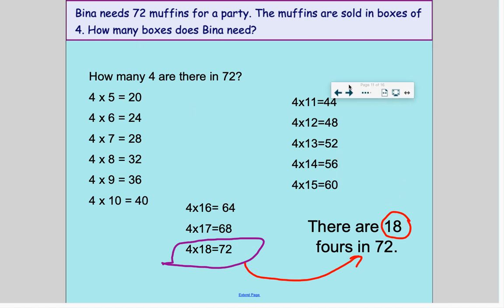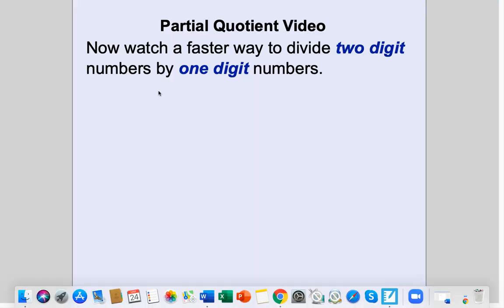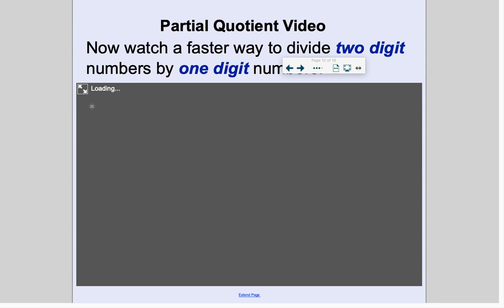But like I had mentioned earlier, there's a different method we're going to be trying today, which is called the partial quotient method. We're going to watch a short video on how to do partial quotient, and we're going to solve the same problem using partial quotient. So let's go to the next slide and watch this video. Okay, it's loading.